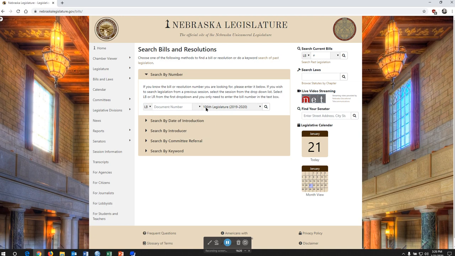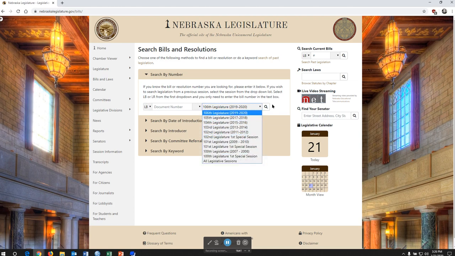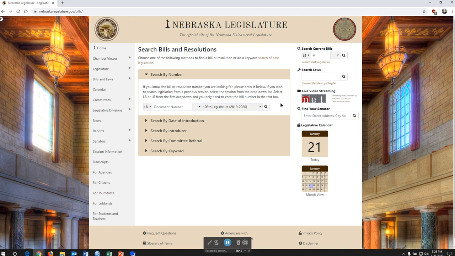Notice the default is on the 106th legislature, the session that is currently going on, 2019-2020. Again, each legislative session has 2 years, so we're in the second year of the 106th legislature. But if you knew there was something that was discussed in a previous legislature, on the drop-down menu you can find any other legislative session.